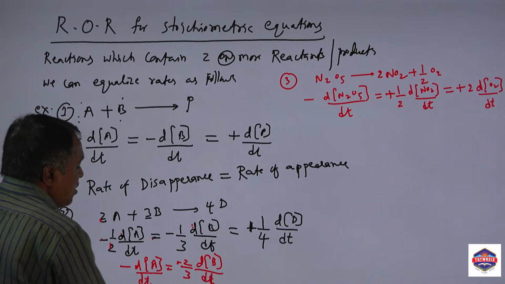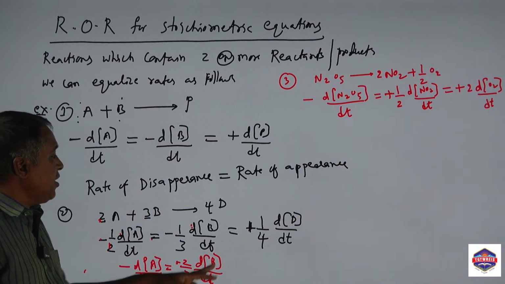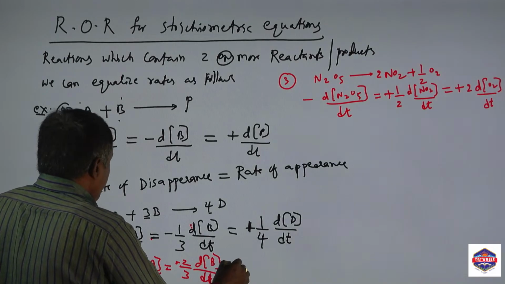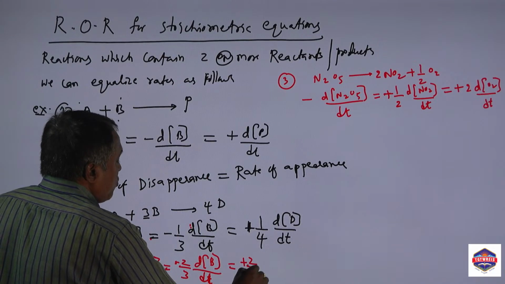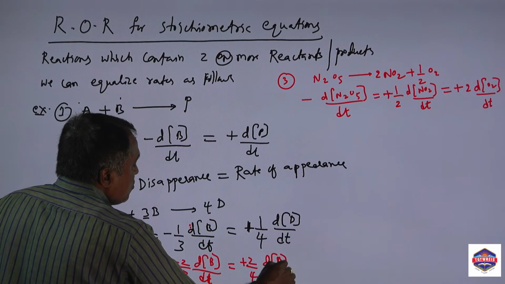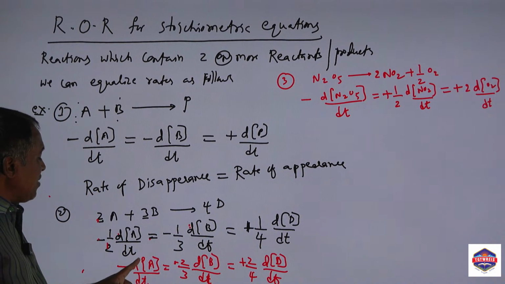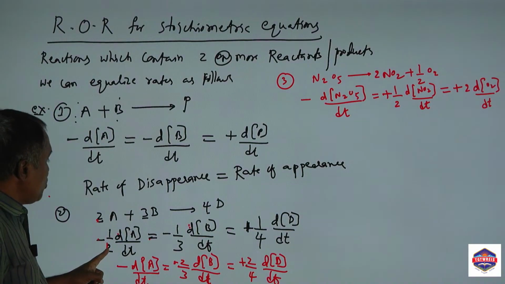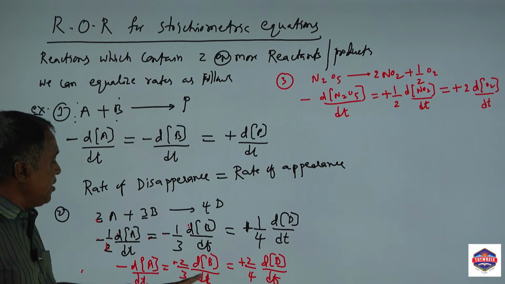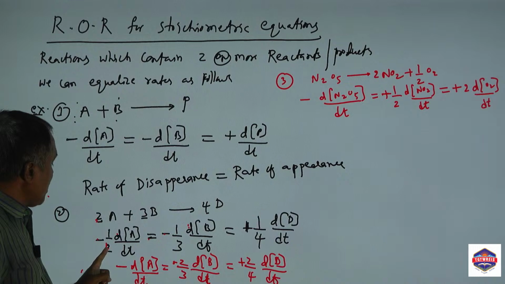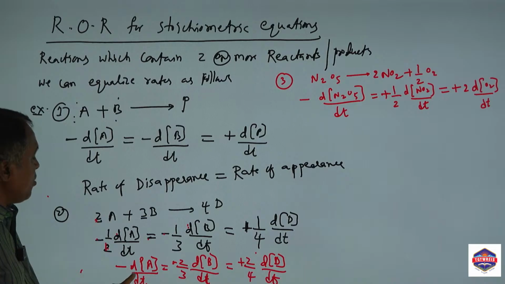In this way also we can write minus dA by dt is equal to minus 2 by 3 into dB by dt, or it is equal to plus 2 by 4 dD by dt, which is also correct. Minus dA by dt is the rate of reactant A only. By cross multiplication, it is equal to minus 2 by 3 dB by dt, or 2 by 4 dD by dt, also equal to minus dA by dt.